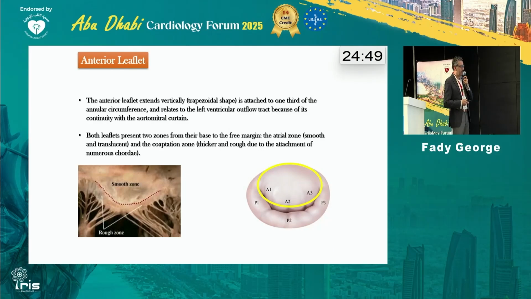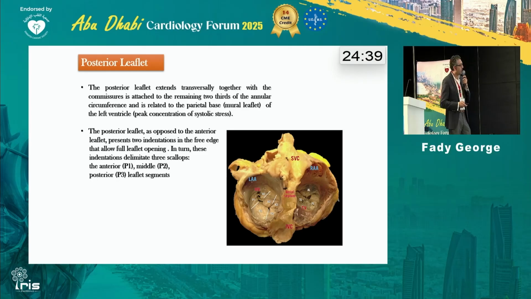One attachment is a smooth zone, and the other is a rough zone because of the chordae tendineae, as you can see. They call this the coaptation zone to the chordae tendineae. This is the posterior leaflet. It's completely different in anatomy from the anterior leaflet. You can see that there are two indentations here that split the posterior leaflet into 3 scallops, P1, P2, and P3.